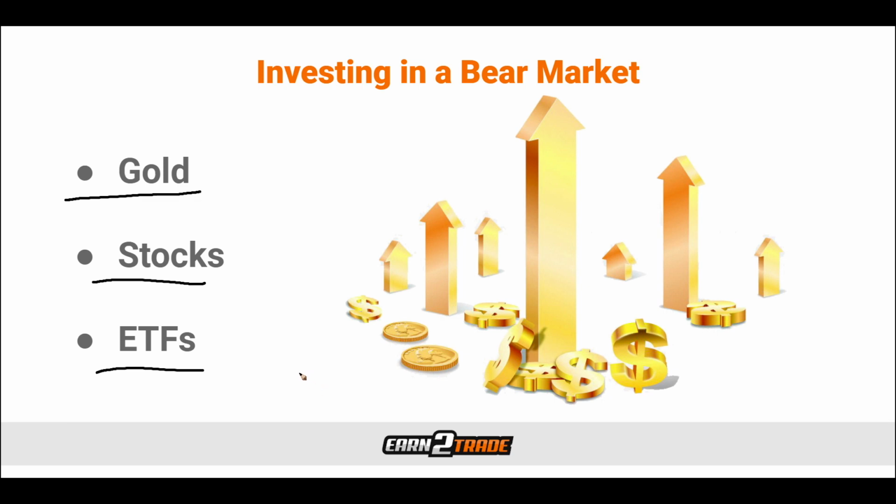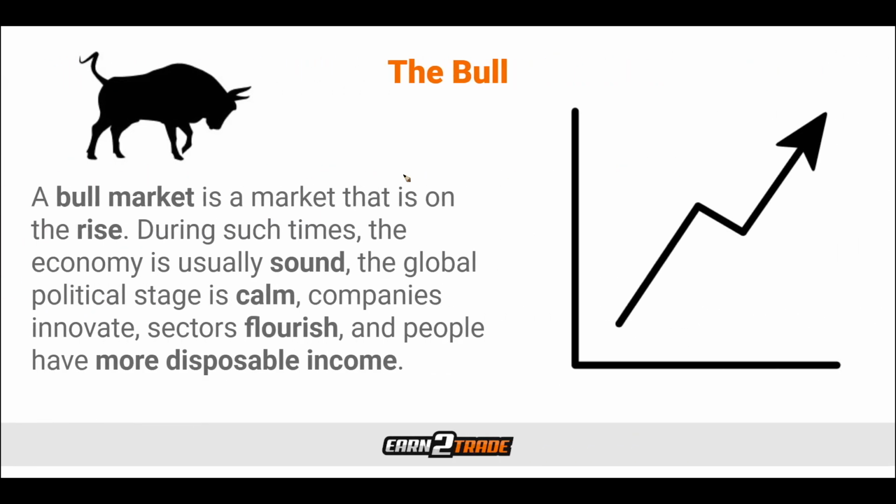And on the opposite side of the coin of the bear market, we have the bull market. And the bull market is usually what most of us favor because this is a market that is on the rise. During these times when the market is rising, a lot of times that means the economy is sound, the global political stage is calm, companies innovate, sectors flourish, and people have more disposable income to buy things. And as such, things grow in value.